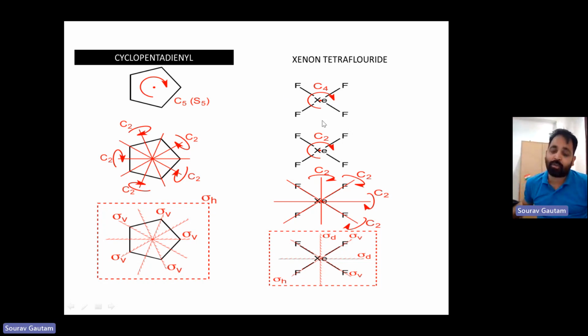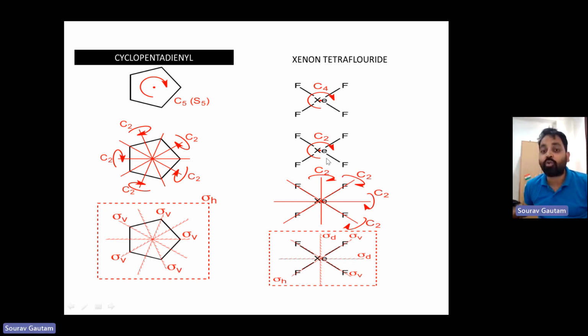The principal axis is the axis about which the rotation is carried out four times. That is called a fourfold axis of symmetry. So in xenon tetrafluoride there is a fourfold axis of symmetry. Besides this, there is also a twofold axis of symmetry.